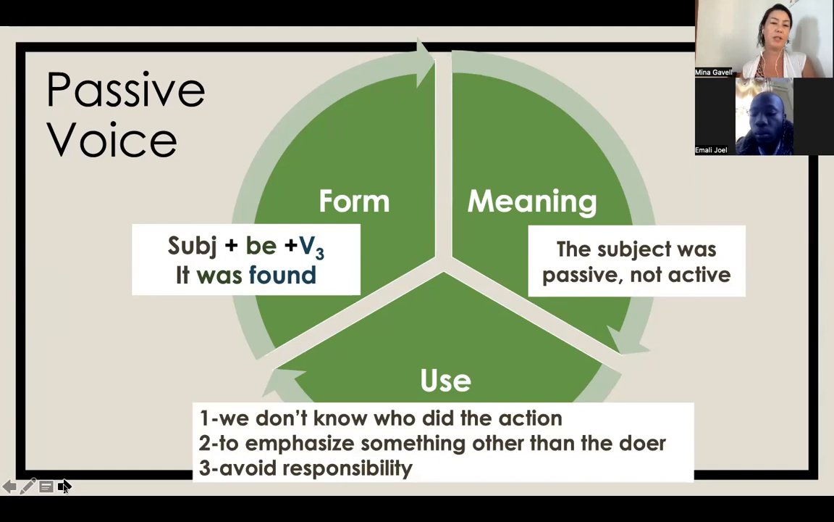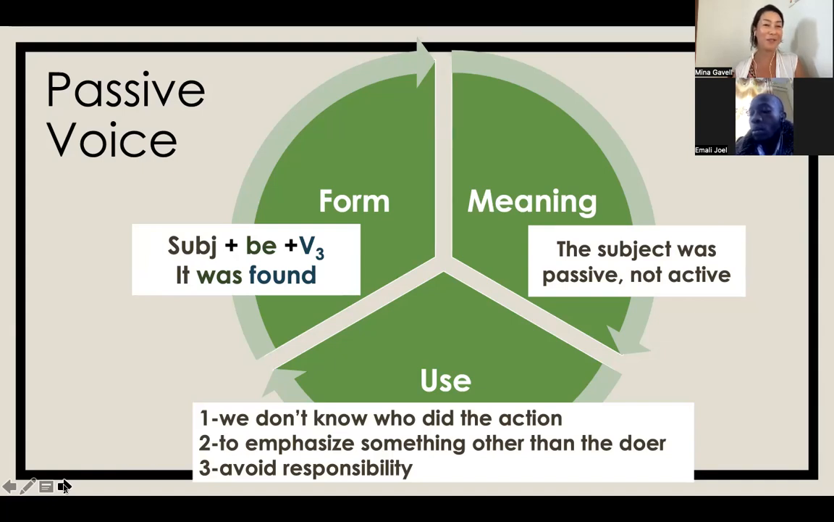Well, we have definite reasons for it. Sometimes we use the passive voice when we don't know who did the action. For example, if I say my bike was stolen, I might choose the passive because I don't know who stole my bike. So I can say the bike was stolen. It's also used to emphasize something, not the person who did it. So for example, if I say that mangoes are grown in Kenya, my focus is on the mangoes, not on the people who grow the mangoes.